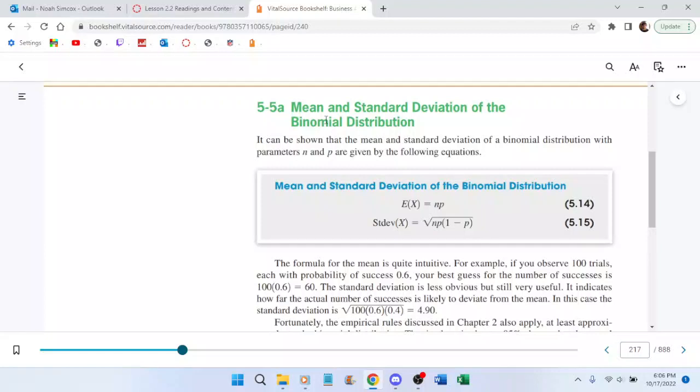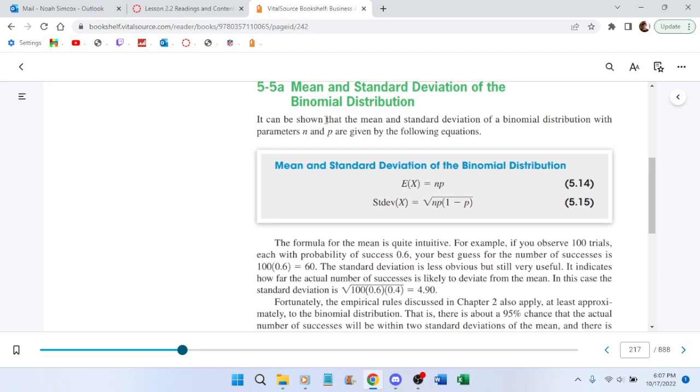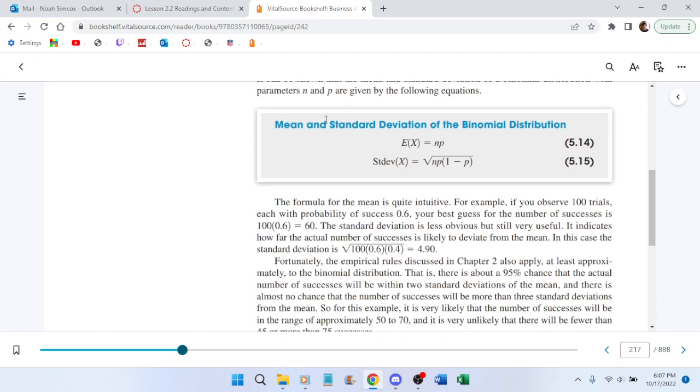Okay. The mean and standard deviation of the binomial distribution. The mean, why do they call it E of X? It's equal to N times P. The standard deviation equals the square root of NP times 1 minus P. I don't care about the intuitive explanation, so dang it.